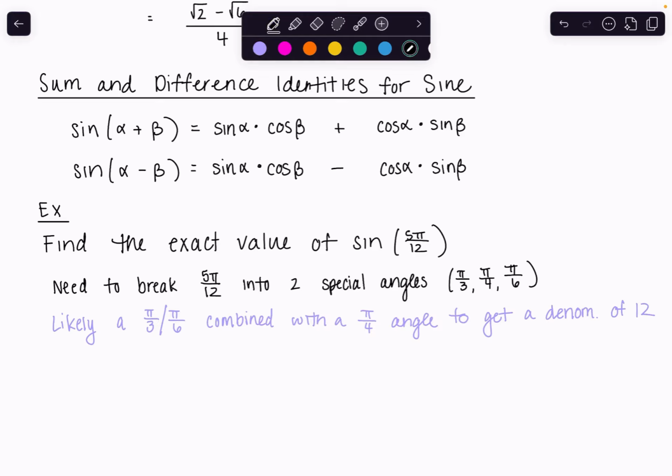So what I want is I want to break 5 pi over 12 into a pi over 4 angle plus something else. So let's call it x. Okay. So this is setting in stone. One of my angles is pi over 4. Let's now figure out what the other angle has to be. So all I need to do is solve for x.